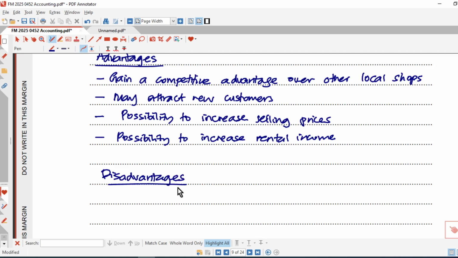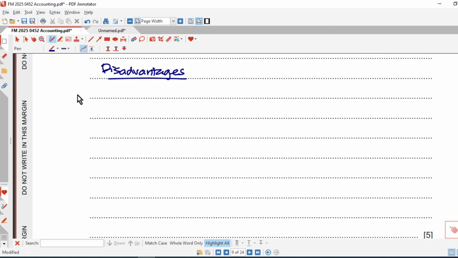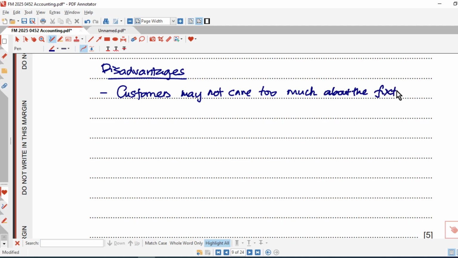So let's move forward to our disadvantages. The first disadvantage about renovating or refurbishing the shop, what are you gonna say? So I might say that customers may not care too much. Right? Customers may not care too much about the fixtures and fittings, or you can say that customers may focus more on prices instead of environment.